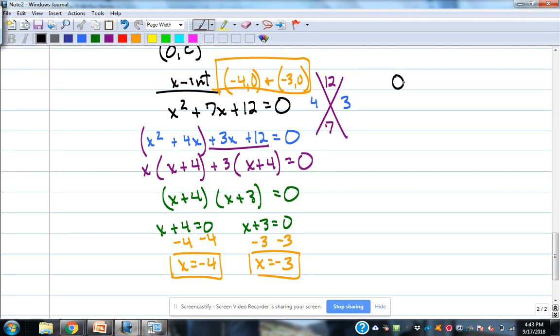Quadratic formula. Quadratic formula, x equals -b plus or minus the square root of b squared minus 4ac. I know what answers I'm supposed to get. I'm supposed to get -4 and -3 because I've already done it by factoring. So that's going to help me know if I did this right.